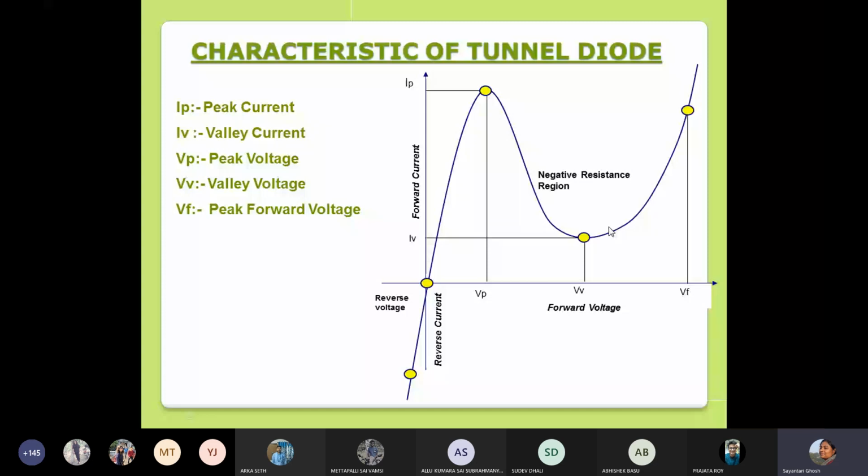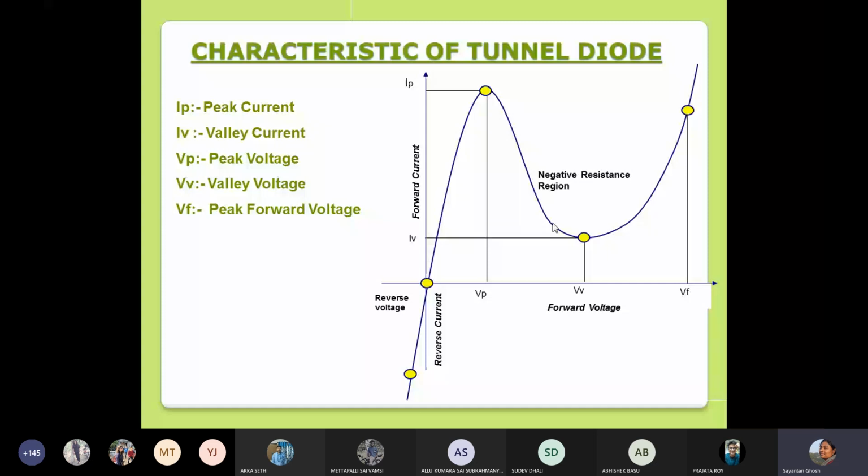So this is the basic characteristics of the tunnel diode, and you can see that between this VP, peak voltage, and valley voltage VV, you have this region where, though the voltage had increased from VP to VV, the current has fallen from IP to IV. So this region is called the negative resistance region of the tunnel diode, and this occurs because of the falling tunneling current. This is how a tunnel diode functions. This is the general working principle.